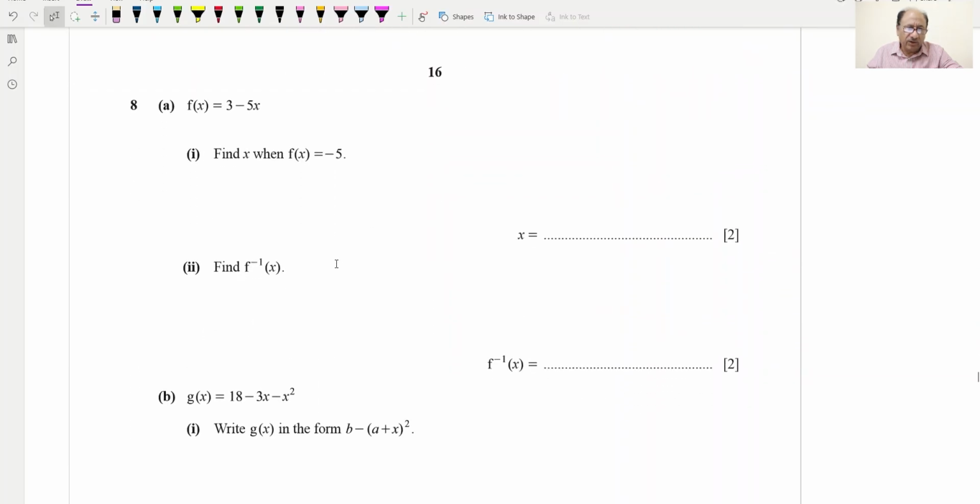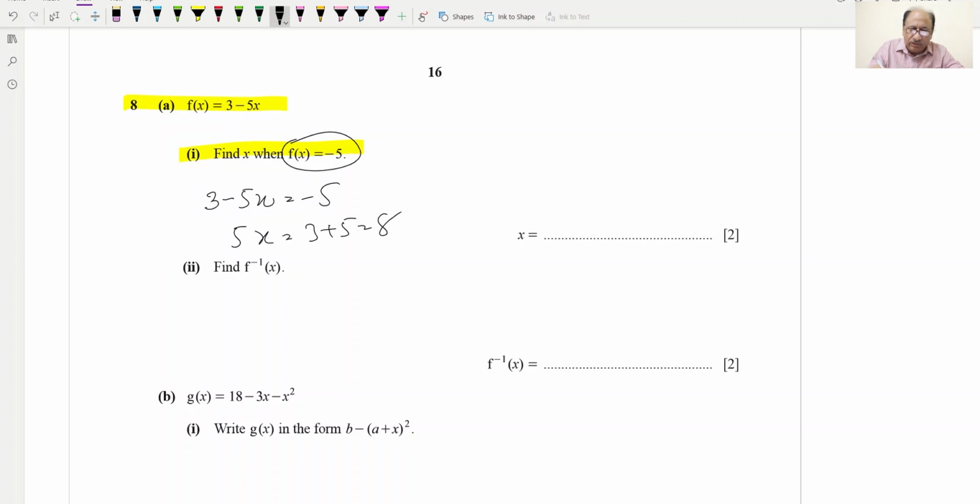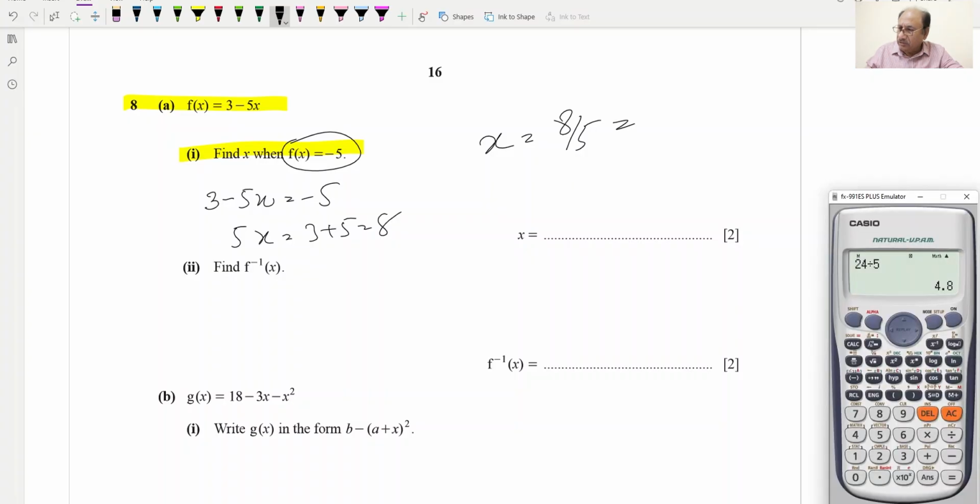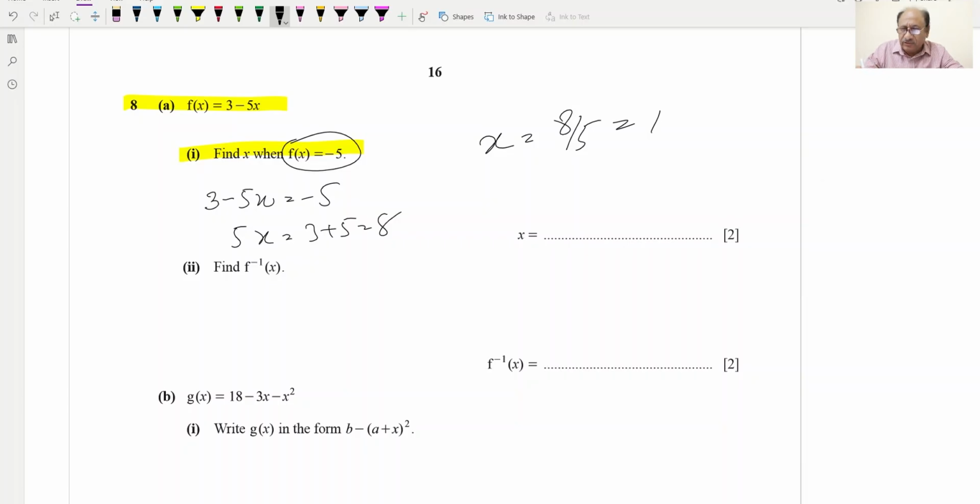Now we can move to the functions question. A part is this one. F of x is given, we have to find x when f of x is equal to minus 5. So f of x is 3 minus 5x is equal to minus 5. So 5x will be equal to 3 plus 5, which is equal to 8. So x will be equal to 8 by 5, which is equal to 1.6. So 1.6 will be the answer for 2 marks.